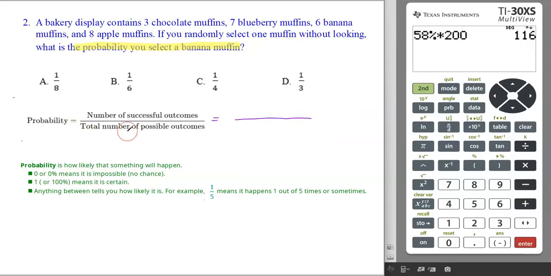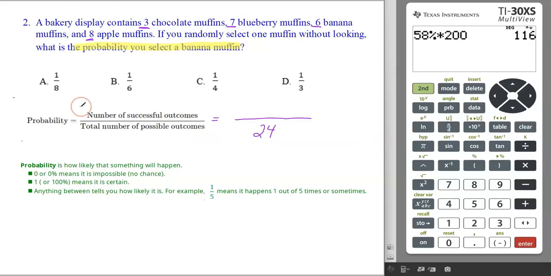I like to do the denominator, or the bottom part, first: total number of possible outcomes down here. That simply means how many total muffins there are. So we have 3 chocolate, 7 blueberry, 6 banana, and 8 apple. Let's total those up. 3 plus 7 is 10, plus 6 is 16, plus 8 is 24. So the total number of possible outcomes, i.e. the total number of muffins, is 24.